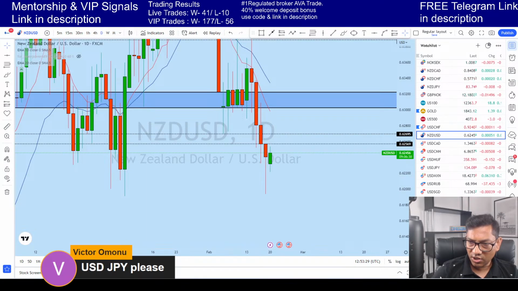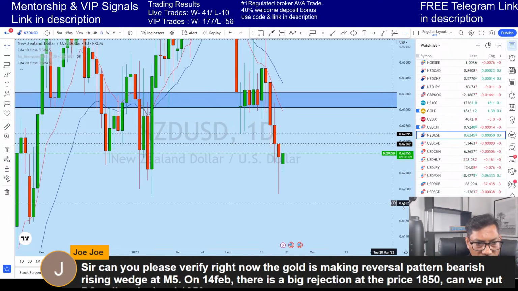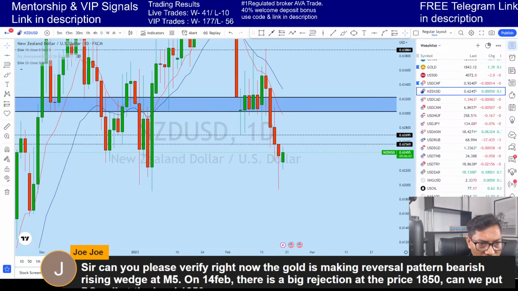Absolutely. Sir, can you please verify, right now the gold is making a reversal pattern, a bearish rising wedge, on the 5 minutes. The level 1850. Okay, very long. Let me look at it.